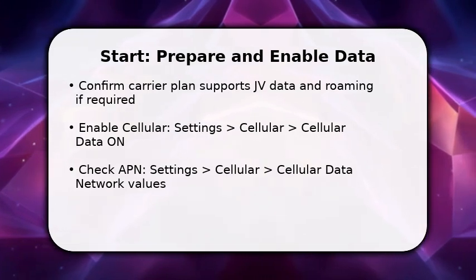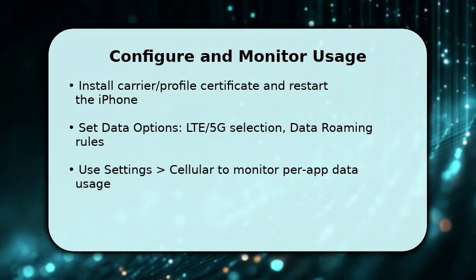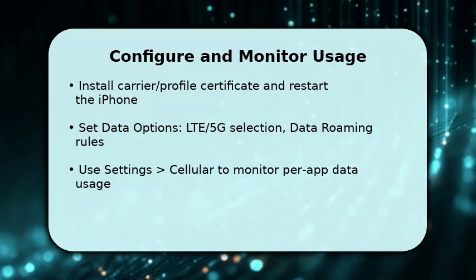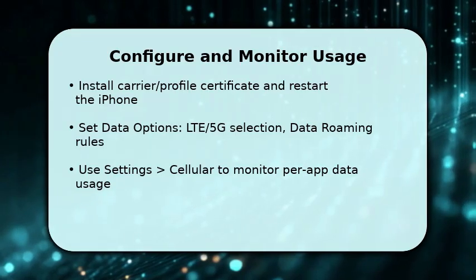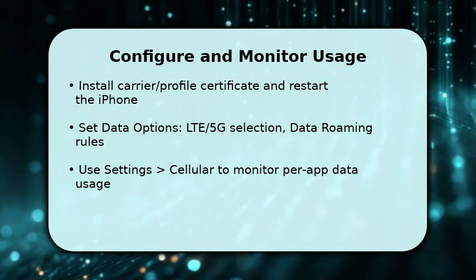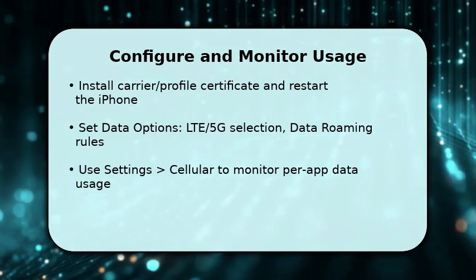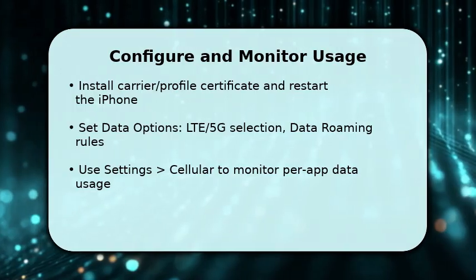You now install any carrier or JV profile certificate and restart the iPhone to apply changes. Once restarted, go to Cellular Data Options and choose LTE or 5G and decide whether to allow data roaming based on location and charges. Make sure to restrict background app refresh for high consumption apps.